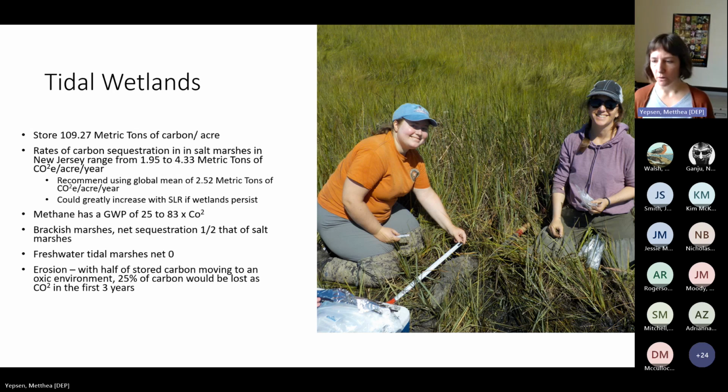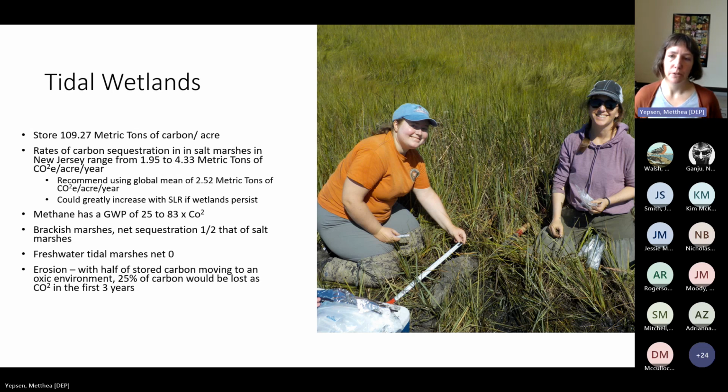Oligohaline marshes and freshwater marshes also sequester a ton of carbon in the soils. They have very carbon-rich soils, but they produce more methane, and the methane release rate is quite variable. And so for this reason, for our current calculations, these marshes have a net zero sequestration rate. These are all things that need more study and more specific data in New Jersey, but for planning purposes, these are the numbers that we're working with.